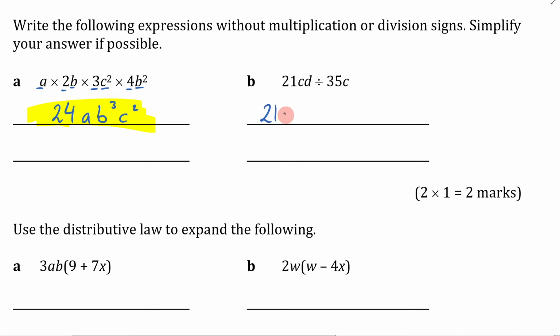Over here, let me grab the pen. We're going to go 21cd over 35c. Then we need to simplify this. This c will cancel with this c. Then 21 and 35 are both divisible by 7, right? So this is going to end up with 3 on 35 divided by 7 is 5. So that means my final answer here will be 3d on 5.